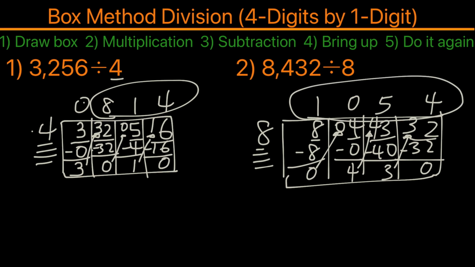So these are 2 examples of how you would use box method division to solve division problems. You would first draw the box, then you multiply, subtract, bring up the number, and do it again.